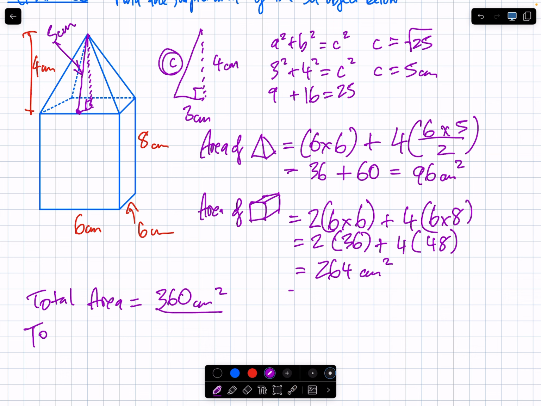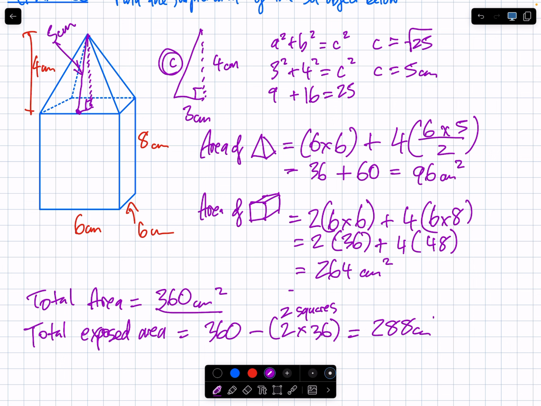So total exposed area is going to be 360 minus 2 lots of 36, 2 squares. So 360 minus 2 times 36, that's 288 square centimeters.